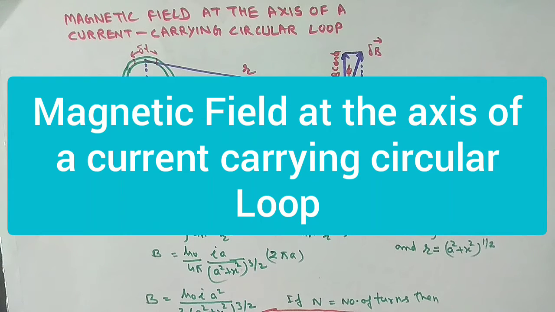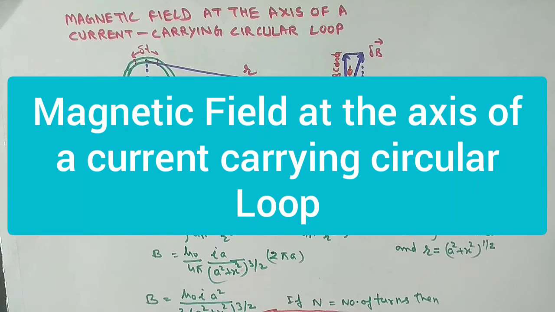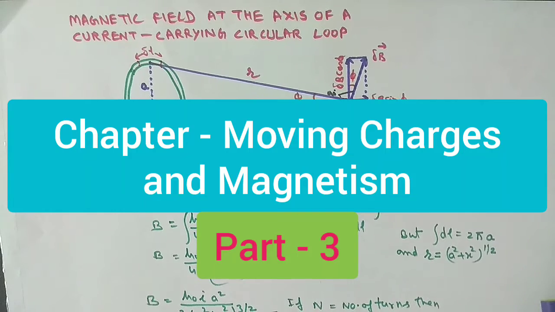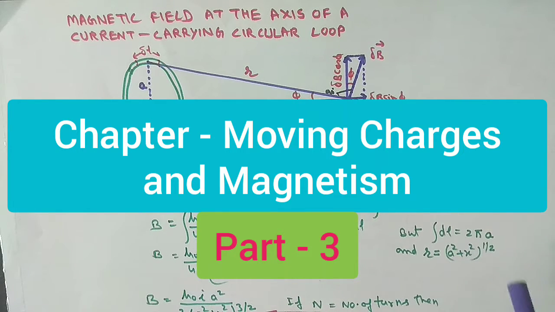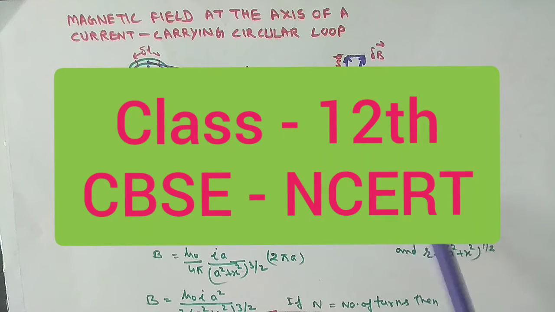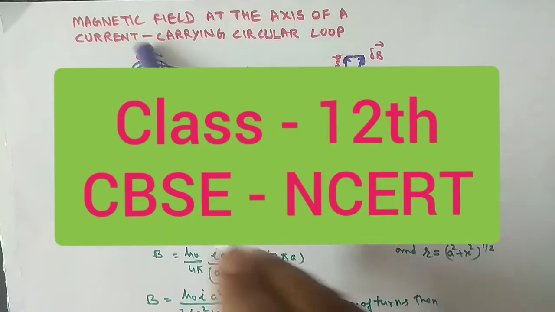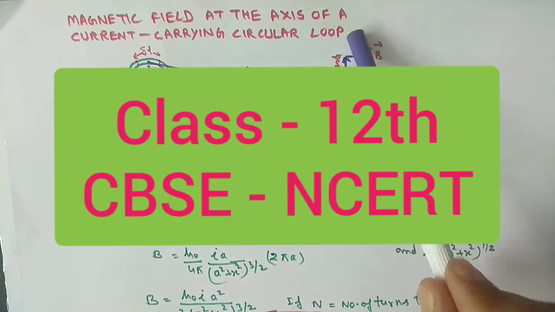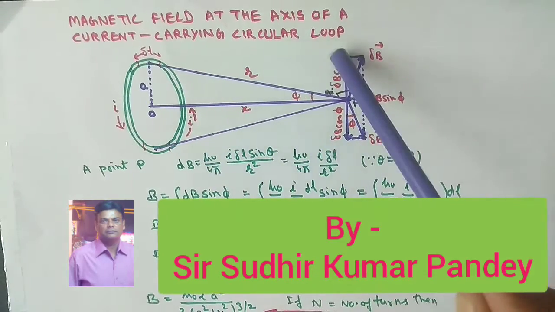Dear students, already we have discussed one application of Biot-Savart's law, that is the magnetic field intensity due to a straight current carrying wire of infinite length. Now in this video we have to discuss the magnetic field at the axis of a current carrying circular loop.